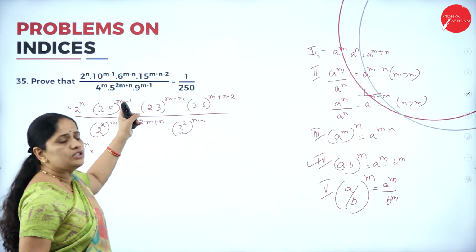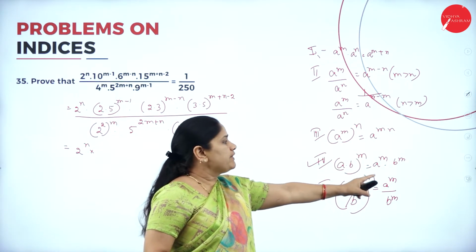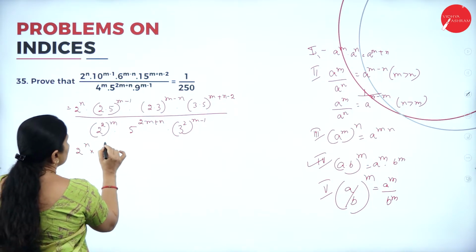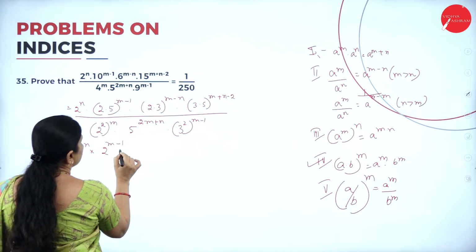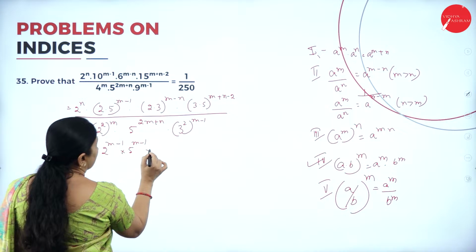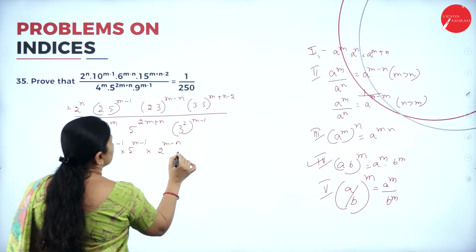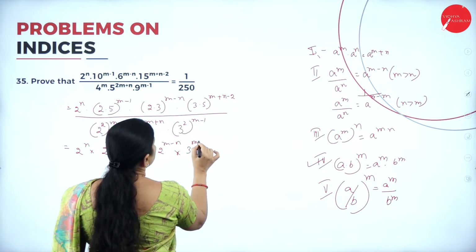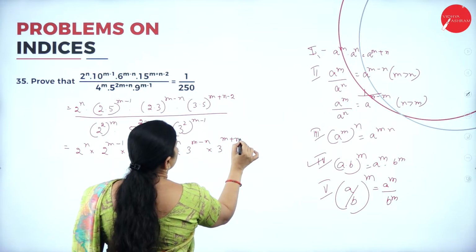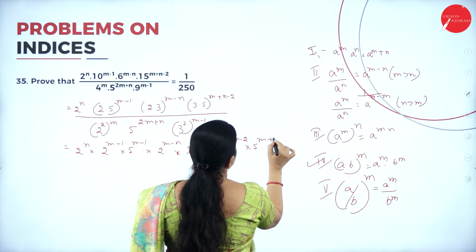So 2 into 5 to the power of m minus 1. So a into b to the power of m equals a to the power of m into b to the power of m. So I will split it as 2 to the power of m minus 1 into 5 to the power of m minus 1. Then into again 2 to the power of m minus n into 3 to the power of m minus n into 3 to the power of m plus n minus 2 into 5 to the power of m plus n minus 2.